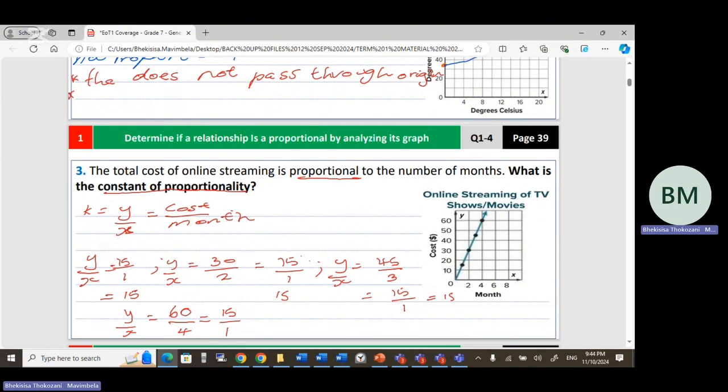So we notice something here, that for all of this, I'm getting 15. So I can simply say that the constant of proportionality here is 15, all right? So the constant of proportionality here is 15. So this is my answer.